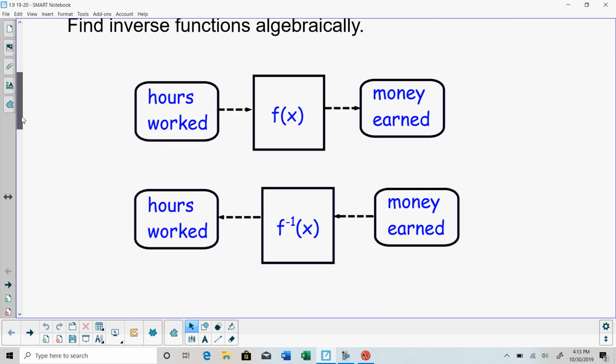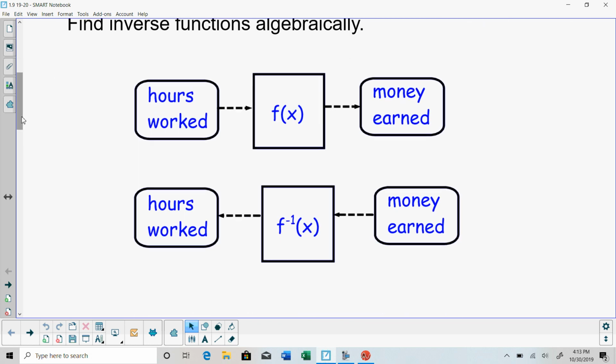First of all, an example. Let's say that you have a part-time job, and you make $10 an hour. If I enter into a little function machine the hours that you work, so let's say I work for 12 hours, then my function machine is going to do something, and then my output is going to be the money earned.